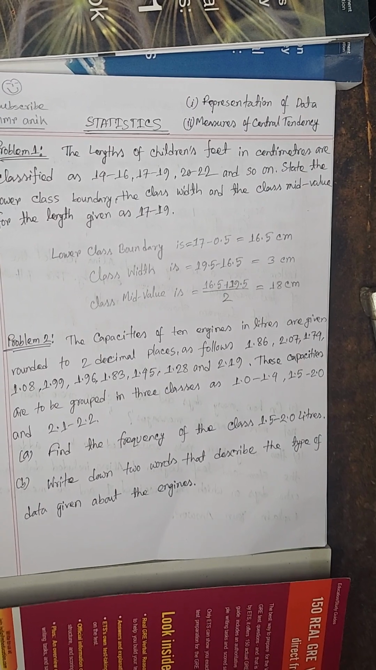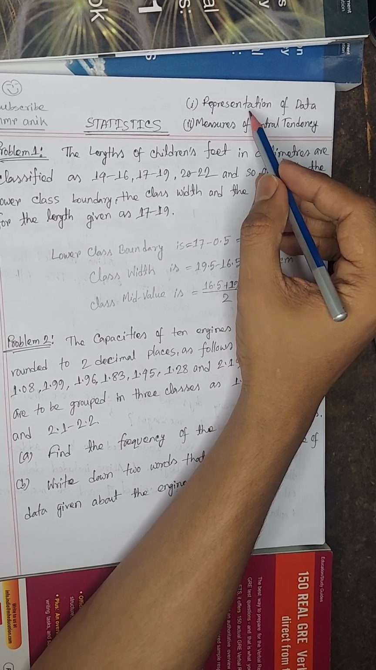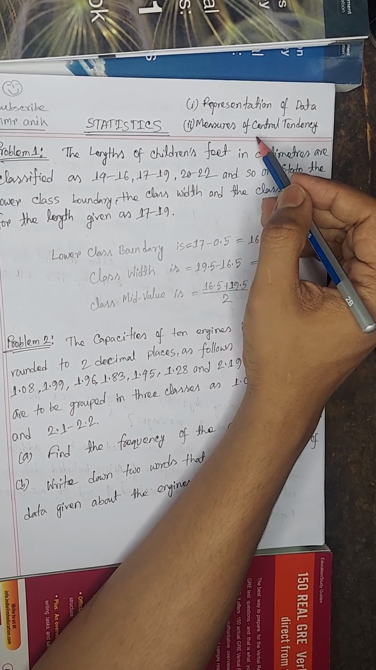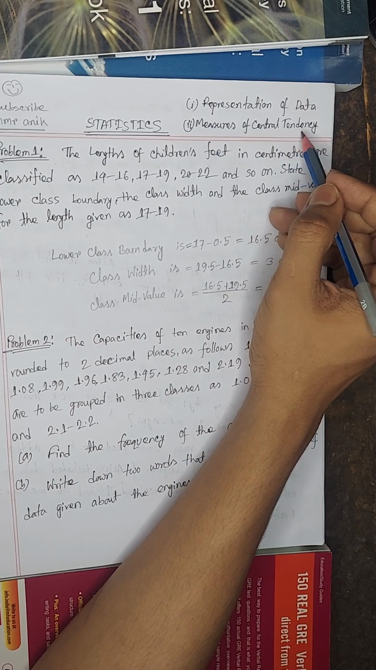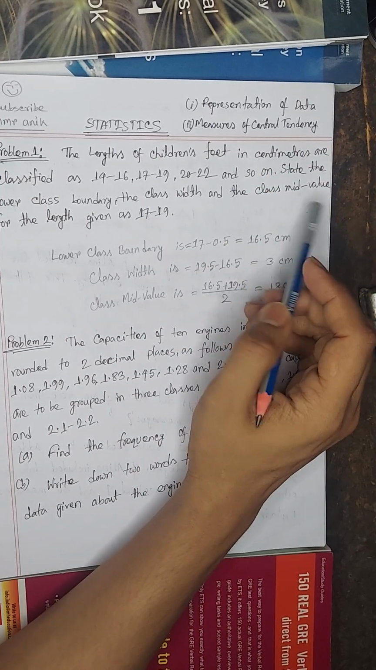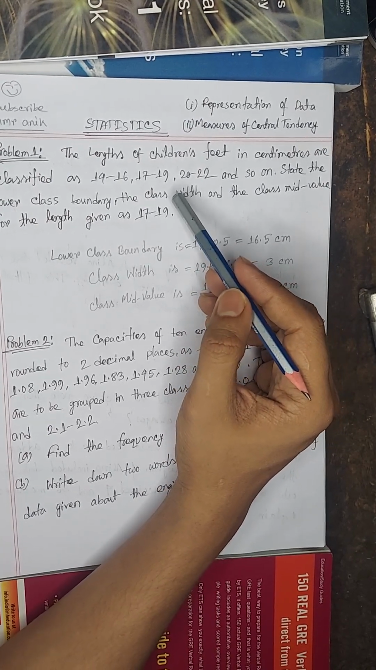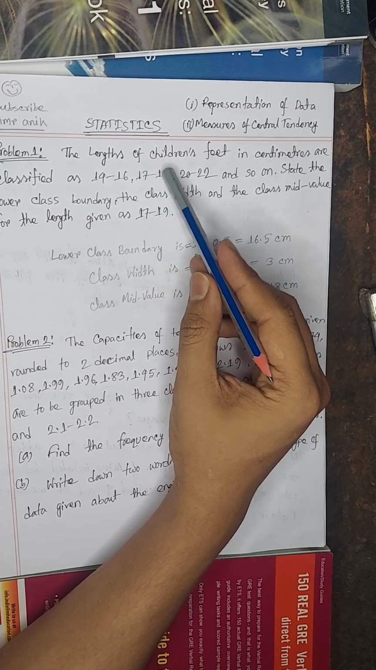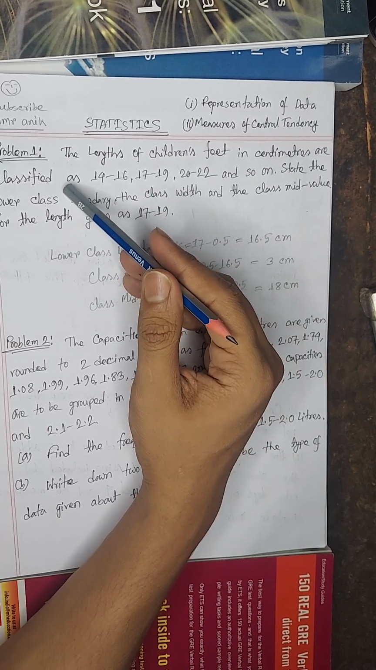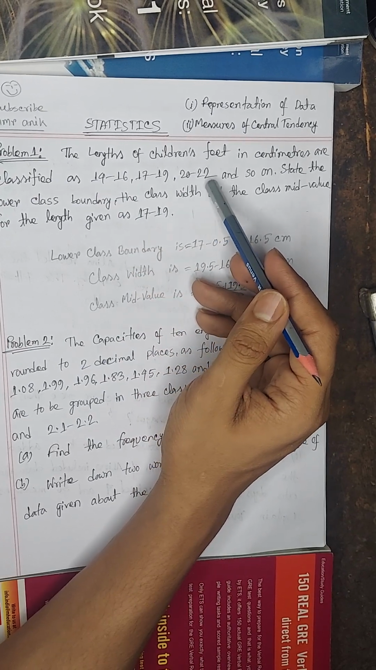Here I will focus on problems from two topics, which are representation of data and the measures of central tendency, which is a very basic idea from statistics. Now, first problem: the lengths of children's feet in centimeters are classified as 14, 16, 17, 19, 20 to 22 and so on.